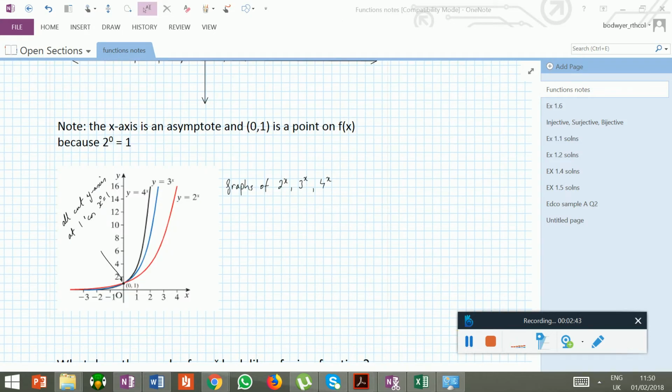If we look at related graphs, for instance, 2 to the x compared to 3 to the x compared to 4 to the x, the red one is 2 to the x. You might think that 3 to the x would be out in this direction here, but it's not. It actually has the effect of making the graph steeper, because the y values are going up much faster if it's 3 to the power of x. Similarly, 4 to the power of x will be steeper again, and so on.